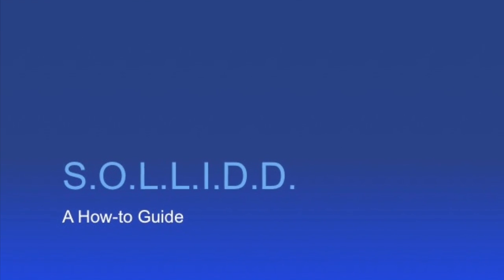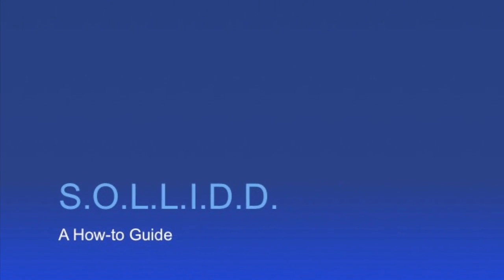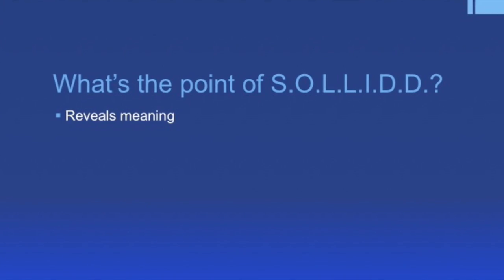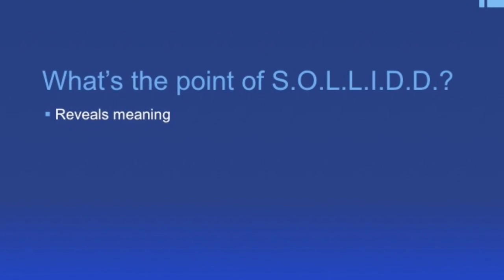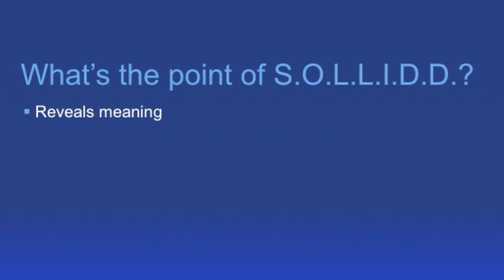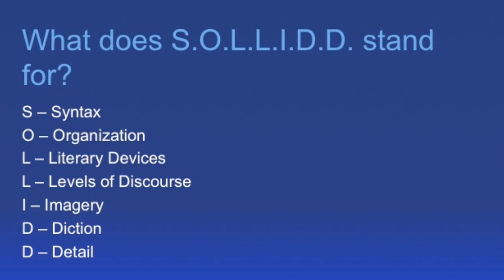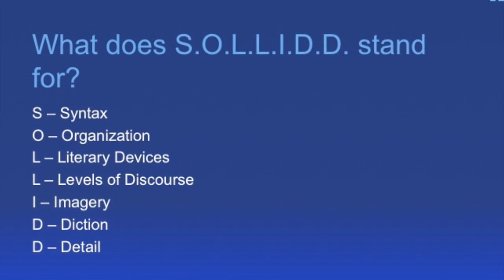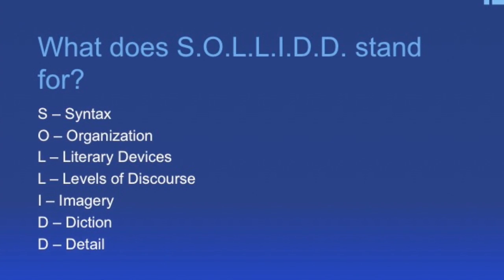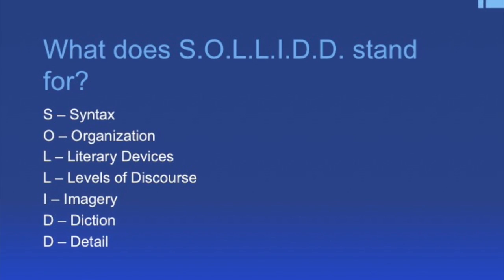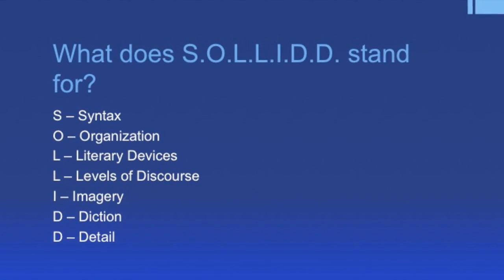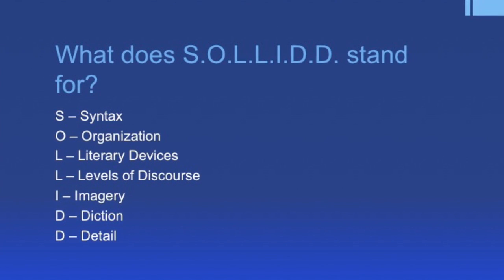This is a how-to guide for using the SOLLID strategy to analyze literature and speeches. SOLLID can be used to analyze how rhetorical elements and the author's style lead to greater meaning and understanding of the text. The SOLLID acronym stands for syntax, organization, literary devices, levels of discourse, imagery, diction, and detail. Look at each piece individually at first, then bring them all together to enhance your understanding of the text.